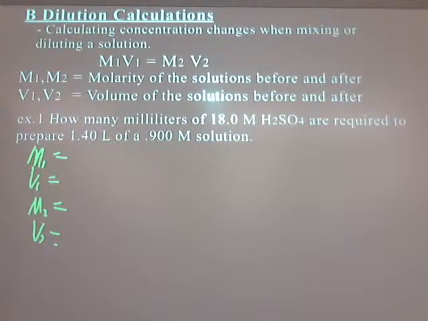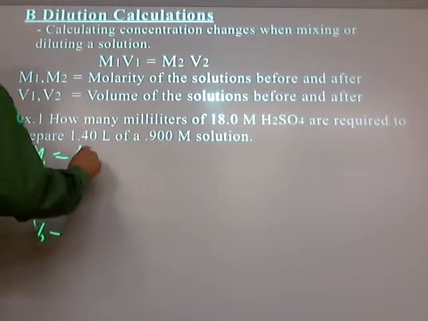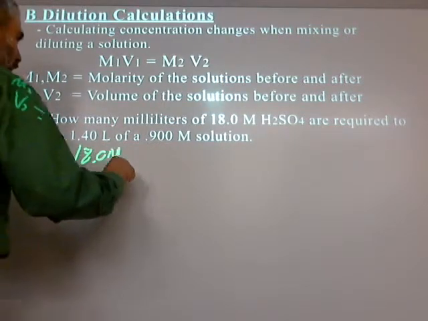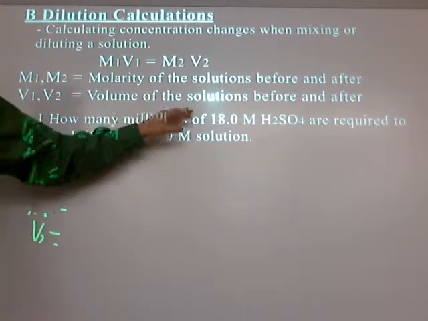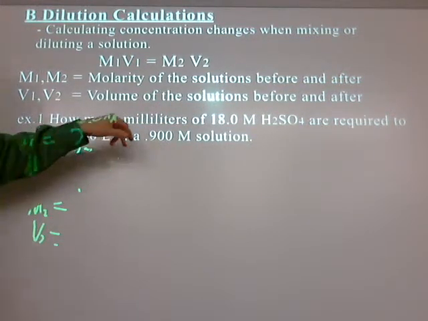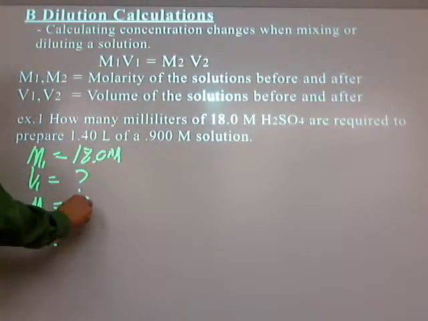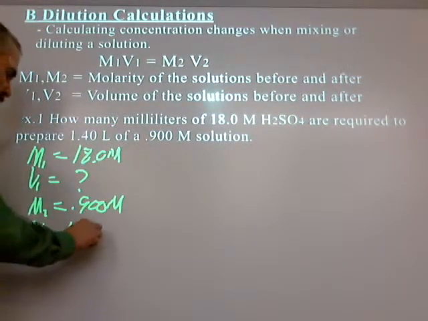All right, so my M1. You have to read these questions because it's not always listed in order, as you'll see in some of the other examples. But this is my initial concentration, 18.0 molar. And it wants to know how many milliliters of that I need. So that's my V1, my unknown. And I want to make this concentration 0.900 molar, and I need about 1.40 liters of it.